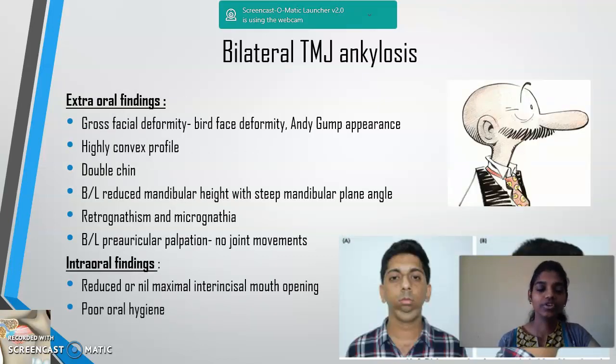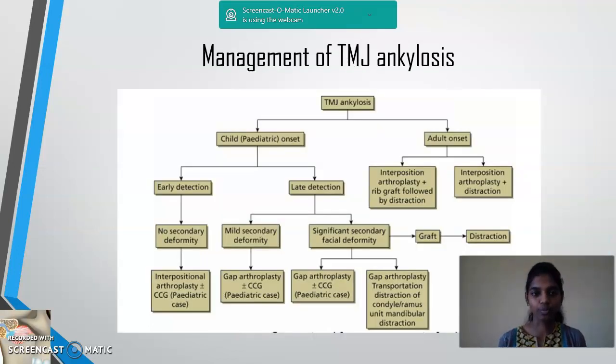Bilateral ankylosis features include gross facial deformity, bird face deformity or Andy Gump appearance. It is a famous cartoonistic characteristic. And a high convex profile with double chin. Retrognathism and micrognathia are seen with bilaterally reduced mandibular height, and on preauricular palpation bilaterally there will be no joint movement. There will be poor oral hygiene and reduced or nil maximal interincisal mouth opening.